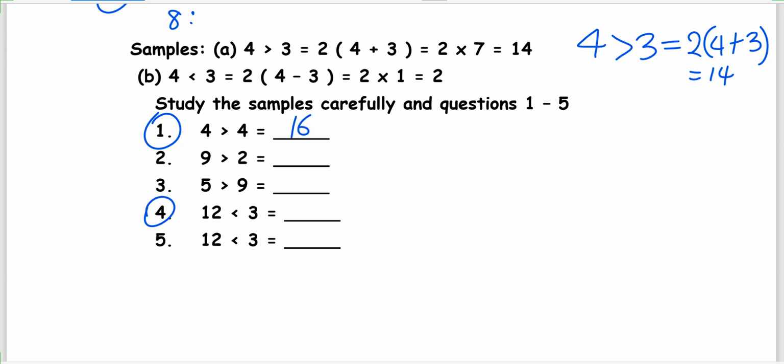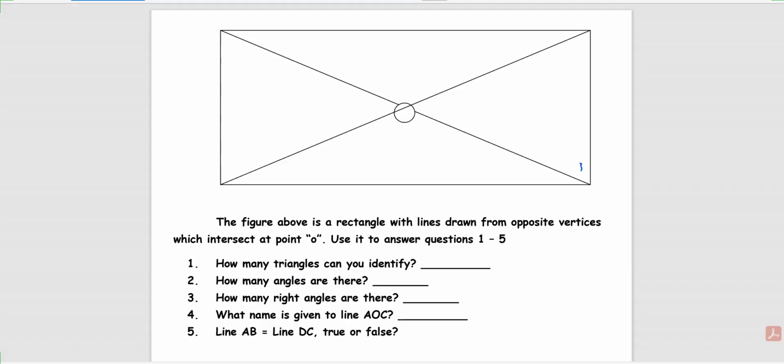Then the second one, if you look at it very well, what we do is related to this second sample. So what do we do? We subtract the 2 and what? We multiply the answer by 2. 12 minus 3 is 9. 9 times 2 is 18. So in this vein, I believe we can do number 2, number 3, and number 5.